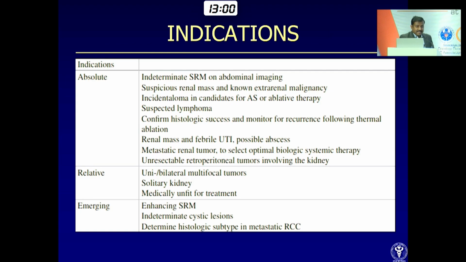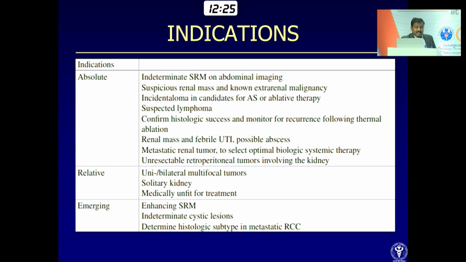To enumerate the indications, to repeat again, the most common indication used to be lymphoma, when there is a suspicion of renal abscess, or when there are secondaries to the kidneys, or in patients with metastatic RCC. But recently there is an emergence to find the role of renal mass biopsy in indeterminate small renal masses on abdominal imaging, in patients with incidentaloma who are candidates for active surveillance or ablative therapy, and in patients who have undergone thermal ablation to confirm the histological success and to monitor for recurrence.